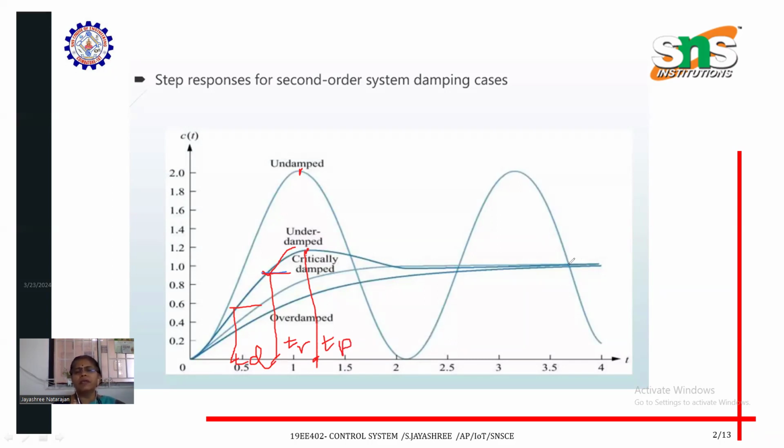Here the system settles at this point. It reaches steady state at this point. This time we call settling time, TS.